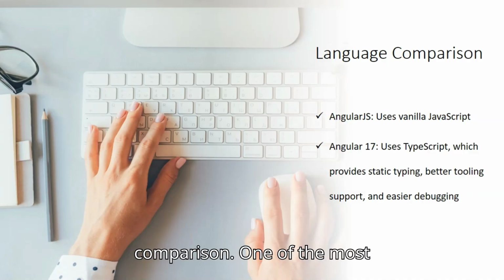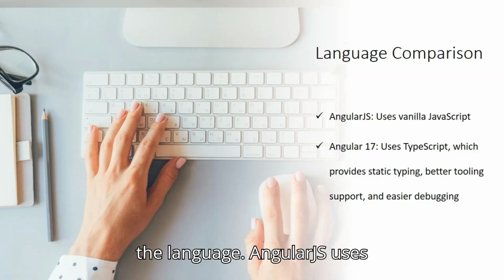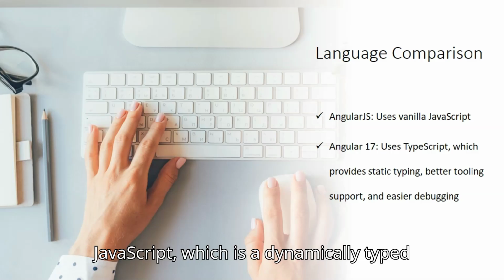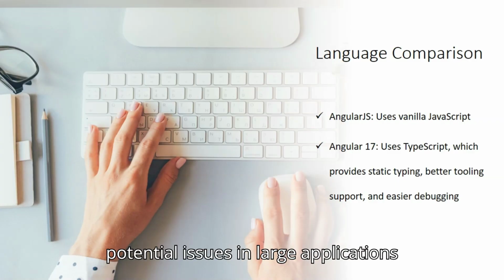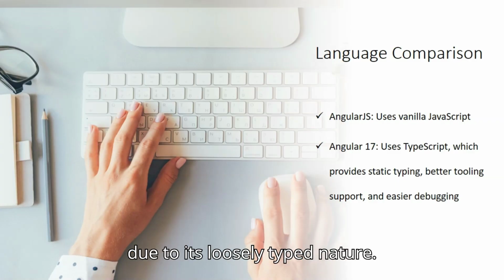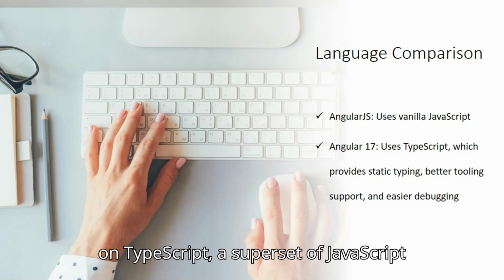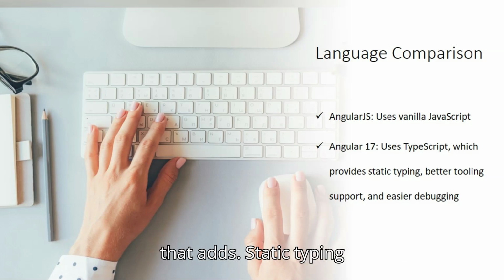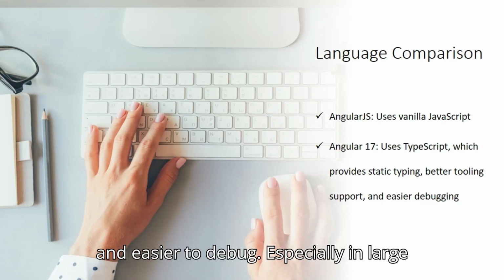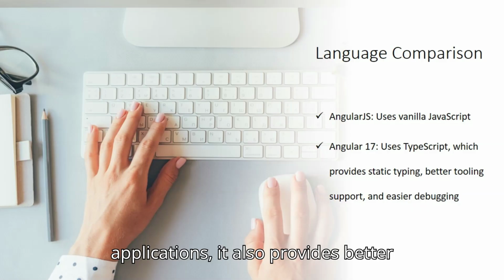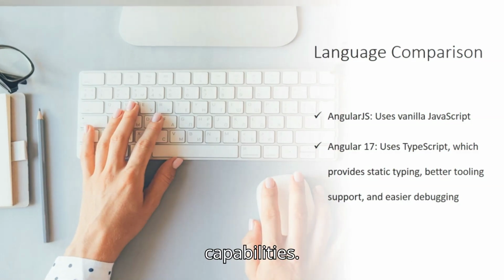Language comparison. One of the most significant differences is the language. AngularJS uses JavaScript, which is a dynamically typed language. While JavaScript is powerful, it can lead to potential issues in large applications due to its loosely typed nature. Angular 17, on the other hand, is built on TypeScript, a superset of JavaScript that adds static typing. TypeScript makes code more predictable and easier to debug, especially in large applications. It also provides better tooling support with features like auto-completion, type checking, and refactoring capabilities.